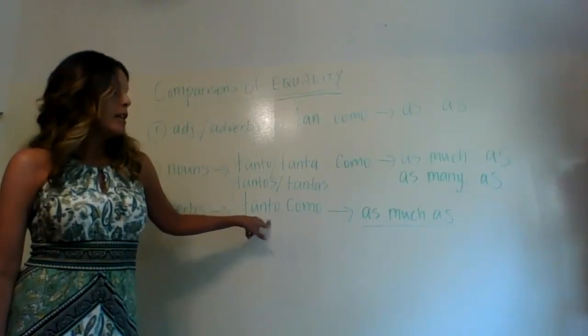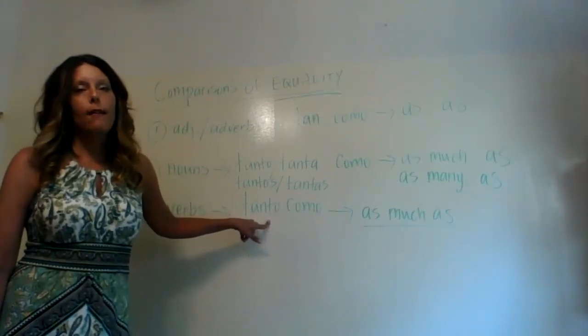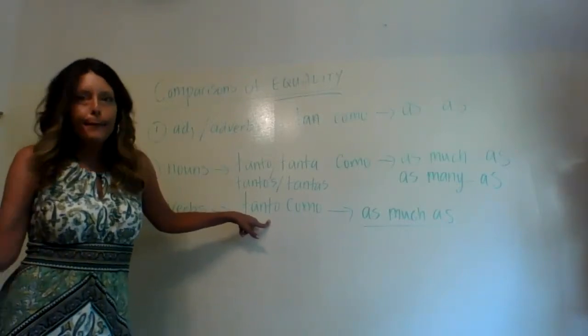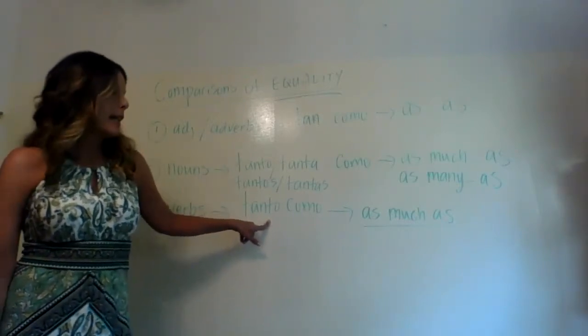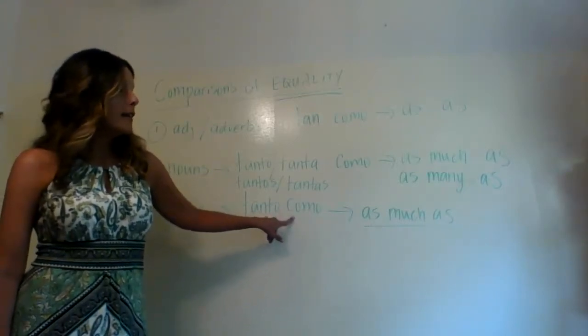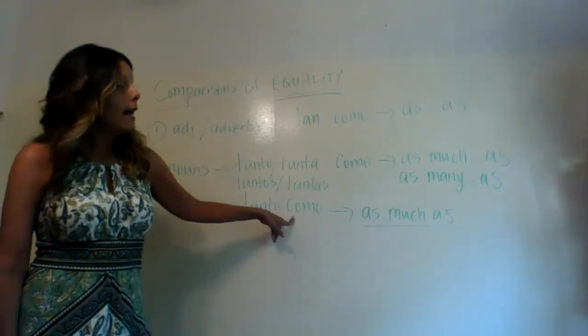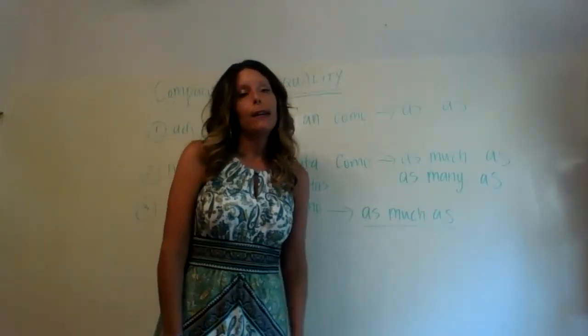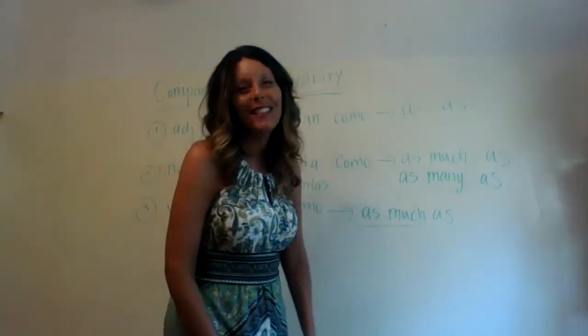Then finally, we use comparisons of equality with verbs, and we're going to see tanto como together. And this tanto is always going to stay in that form. It's never going to change to anything that looks feminine or plural or something like that. So we're going to have tanto como. Notice there's no dot, dot, dot, because this is going to stay together. And it's always going to mean as much as. So we'll have some examples coming up right now.